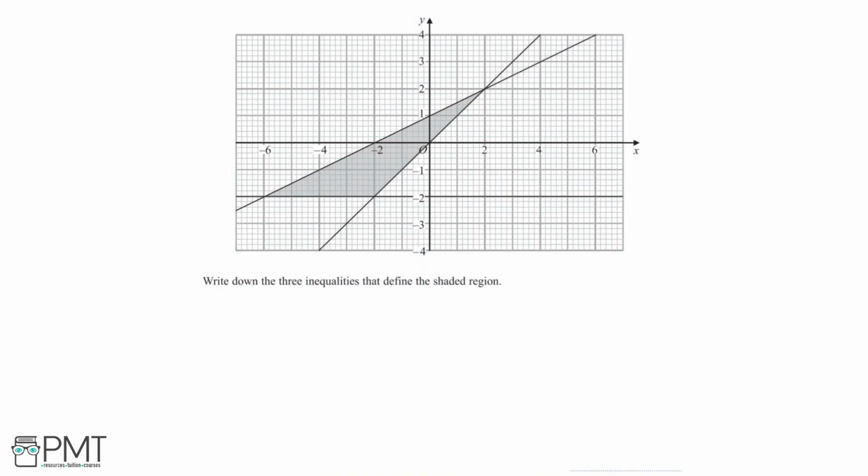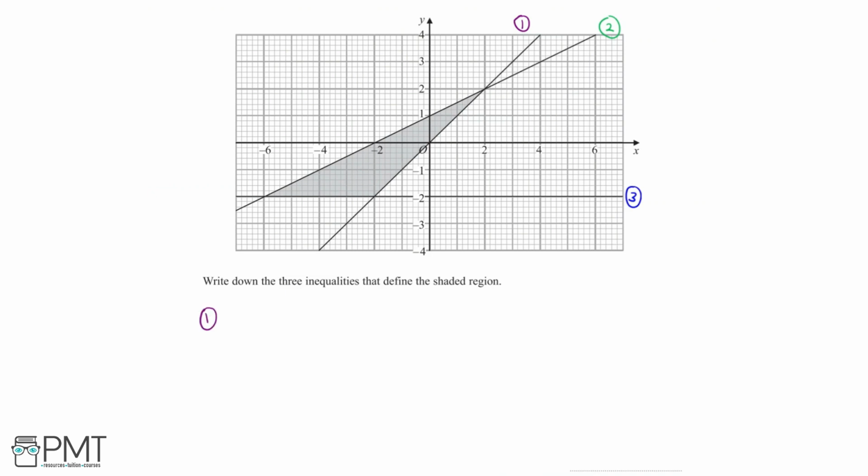In this question, we're asked to write down the three inequalities that define the shaded region. And so we can see that this shaded region is formed by three different lines. We'll call this line 1 in purple, the next line, line 2, in green, and finally the last line, line 3, in blue. And now we'll start by finding the equation of line 1.